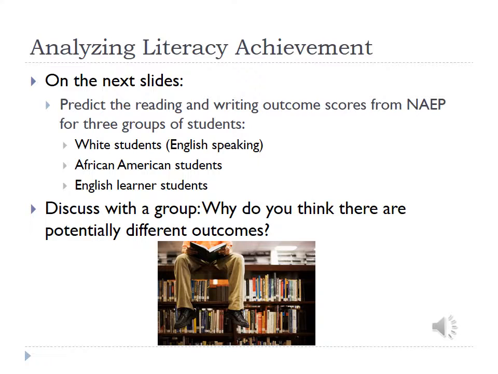In the next two slides, you'll see some results from this assessment. Consider the outcomes for different groups of students: the so-called mainstream students, who are white, non-minority, and English-speaking, African American students, and English learner students. Out of 500 possible points, what do you predict is the average achievement of these groups? Are there any potential differences? Why or why not?